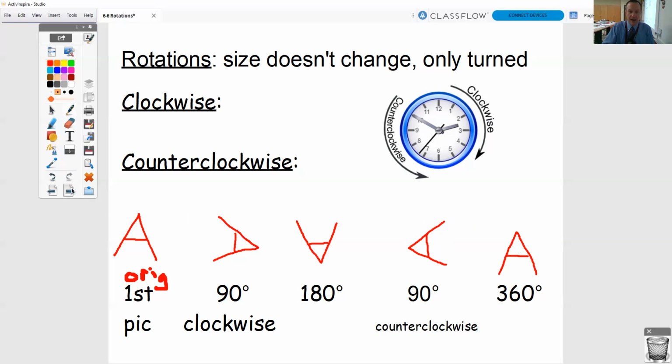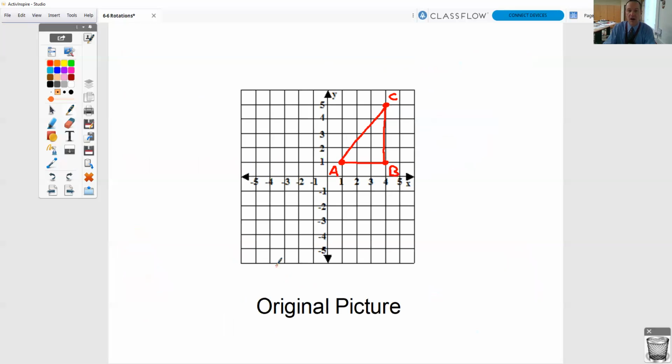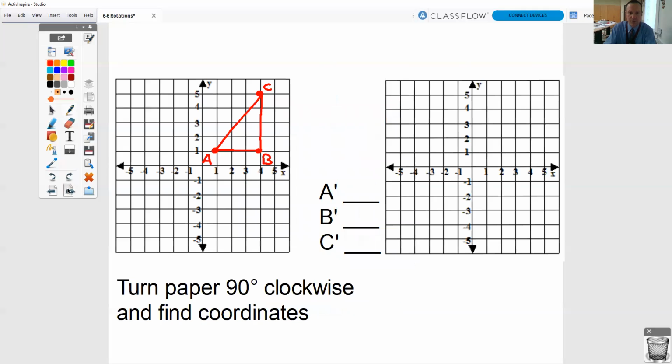So now let's take a look at what we're going to do with it. In all of the pictures, you're going to be given your original picture. This is the picture that we're starting off with. This is the picture that we are going to manipulate or change every single time. We always refer back to the original picture. So taking a look at this one says, turn your paper 90 degrees clockwise and find the coordinates. Remember, your coordinates are X, Y, where X is how many you go over and Y is how many you go up or down. So that's very important to get those numbers right.